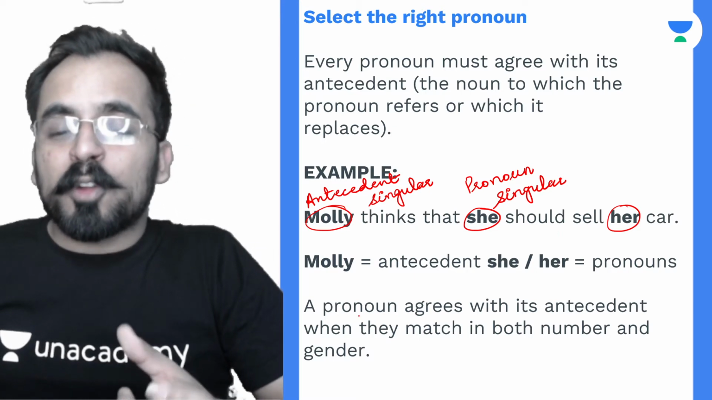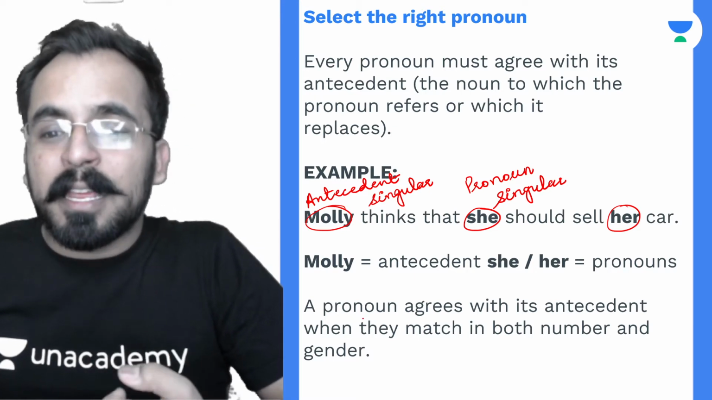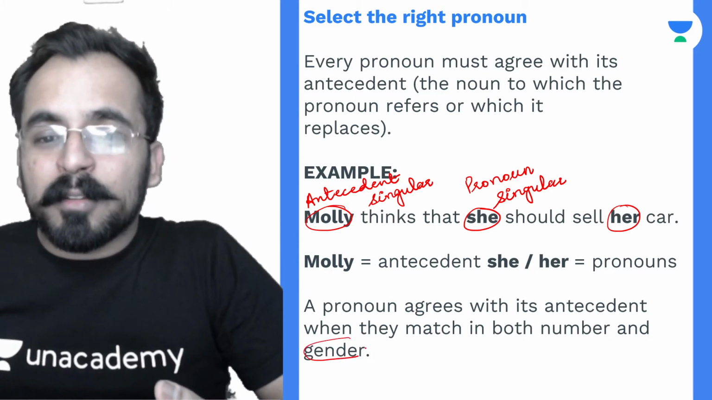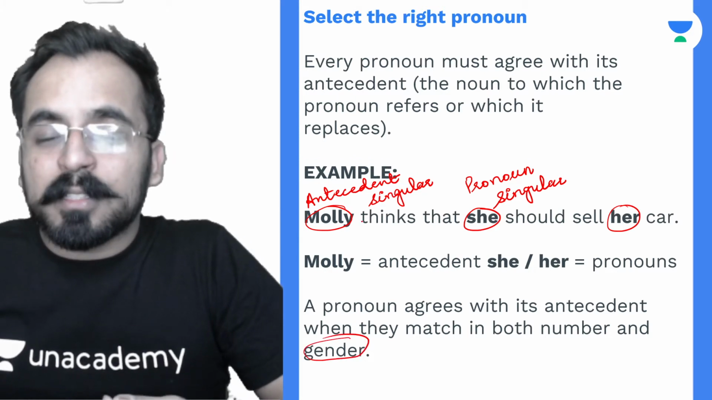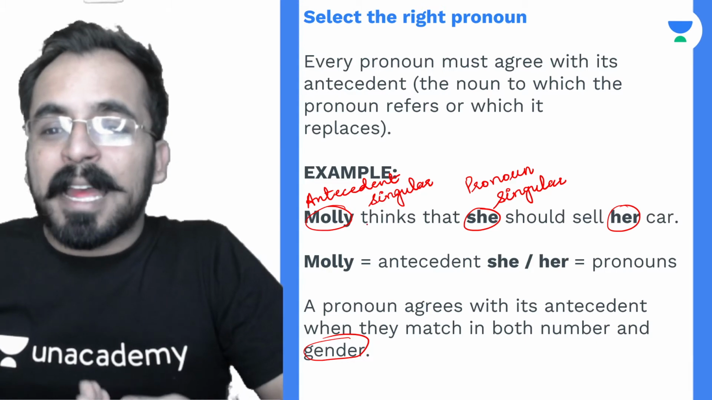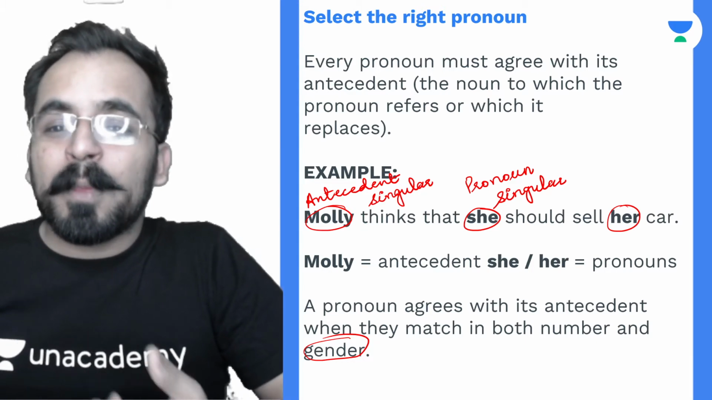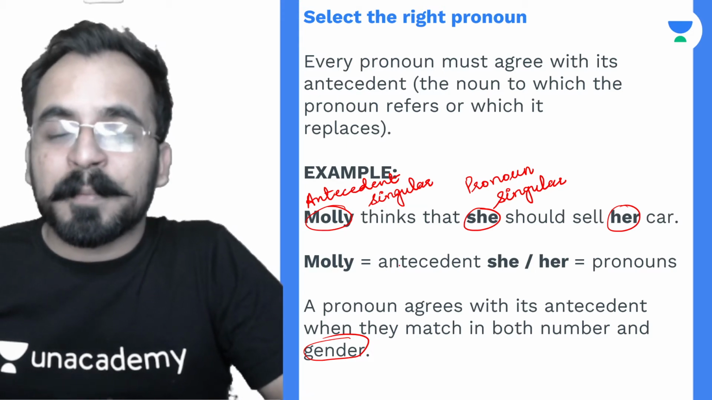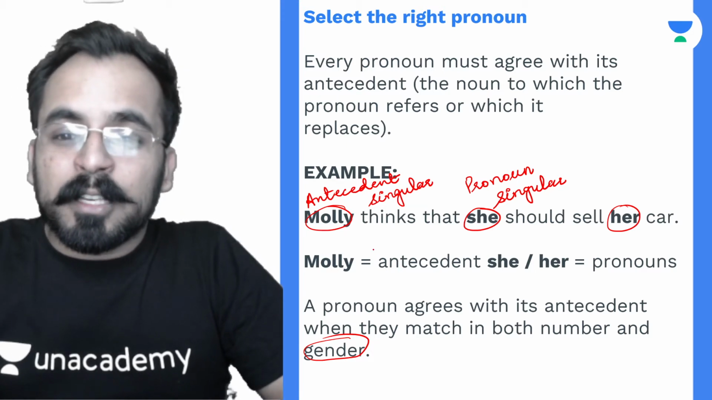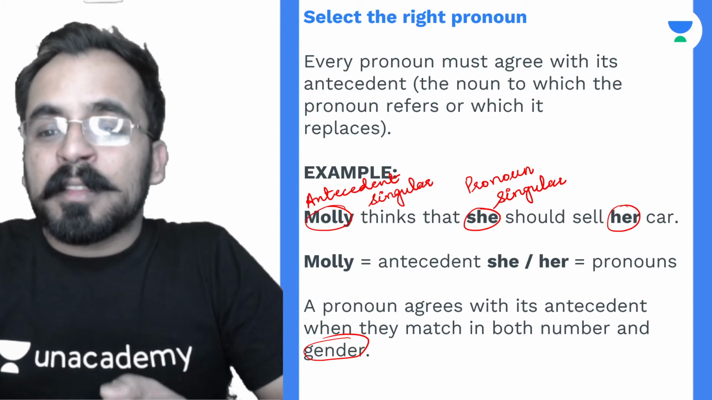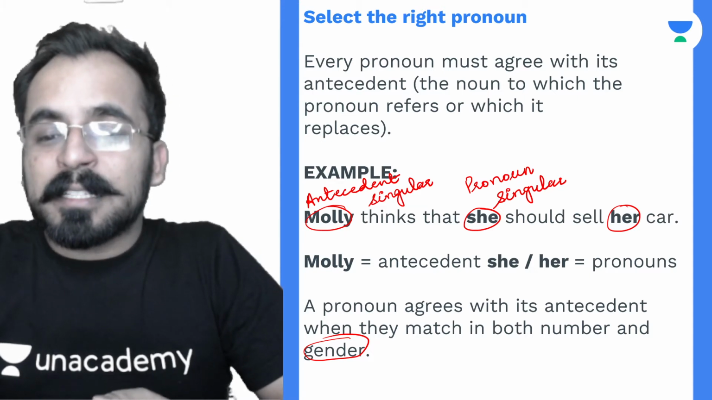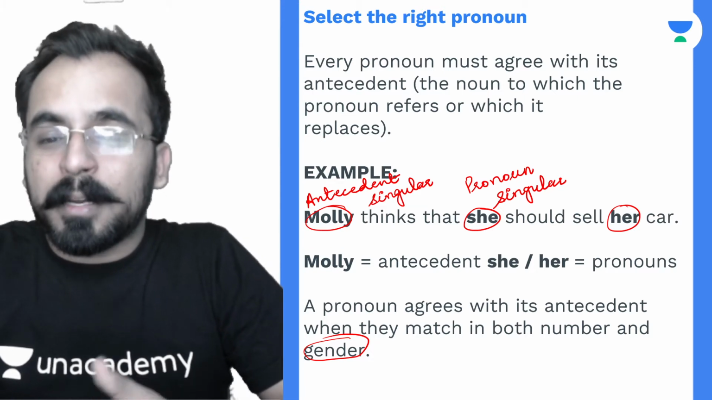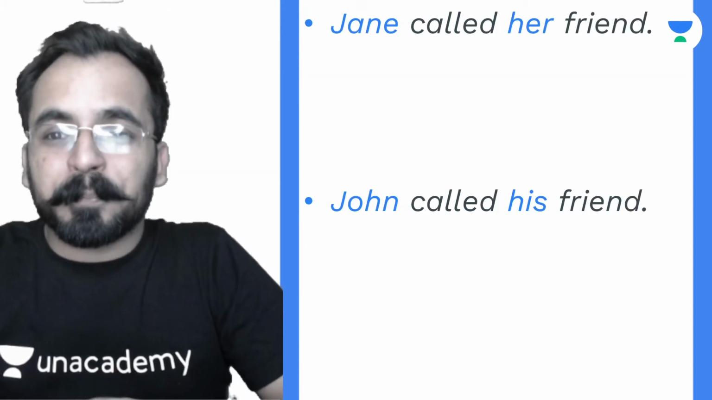Right? So not only should the pronoun agree in number, but also in gender. So as you see here, Molly thinks that she should sell her car. We can't say Molly thinks that she should sell his car or their car. Right? So yes, a pronoun that agrees with its antecedent should match in both number as well as gender.